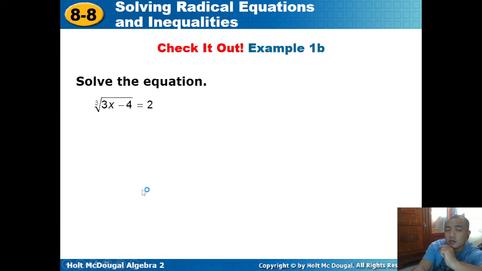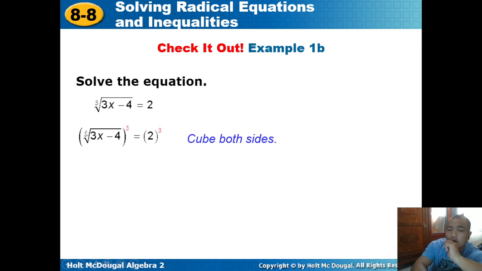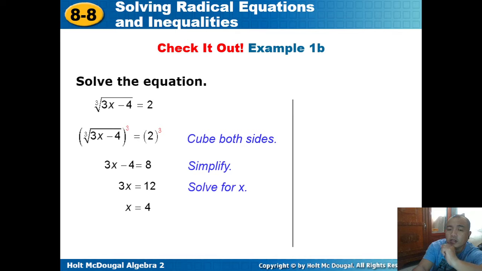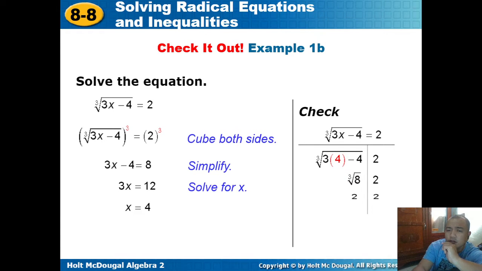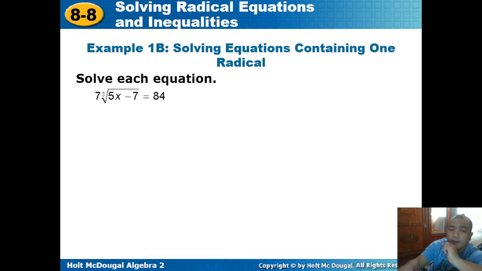Okay, next, solve the equation cube root of 3x minus 4 equals 2. First step, we're going to cube both sides. Cube root of 3x minus 4 cubed is 3x minus 4 equals 8. 8 plus 4 is 12, divided by 3, 4. Oh, yun na yung answer. Substitute x by 4. 12 minus 4 is 8. Cube root of 8 is 2. 2 equals 2, correct? Therefore, 4 is the solution to the radical equation.